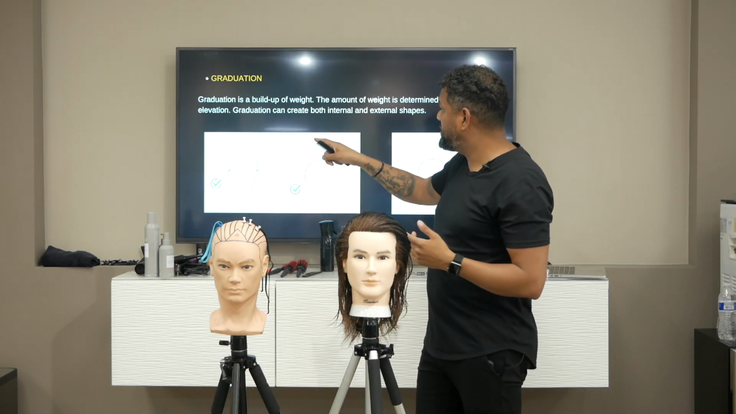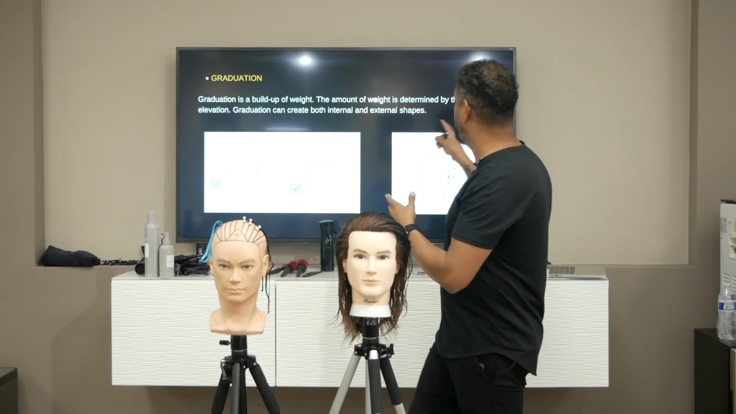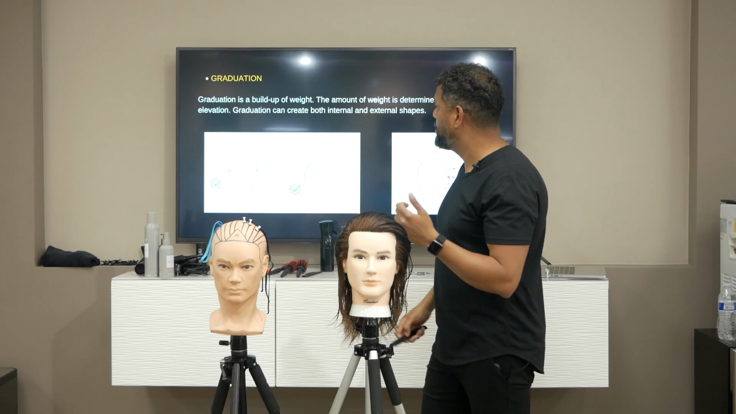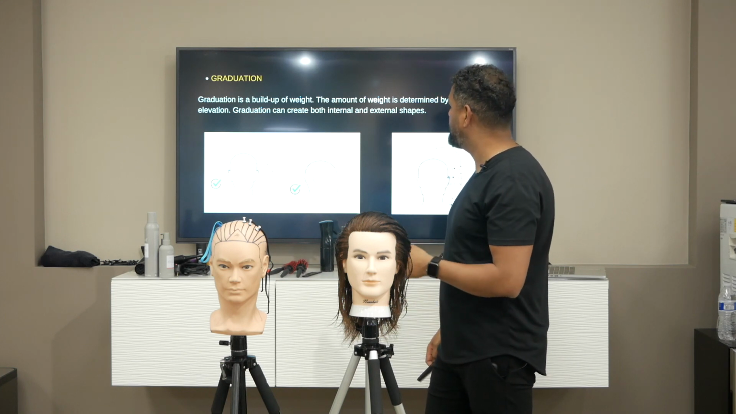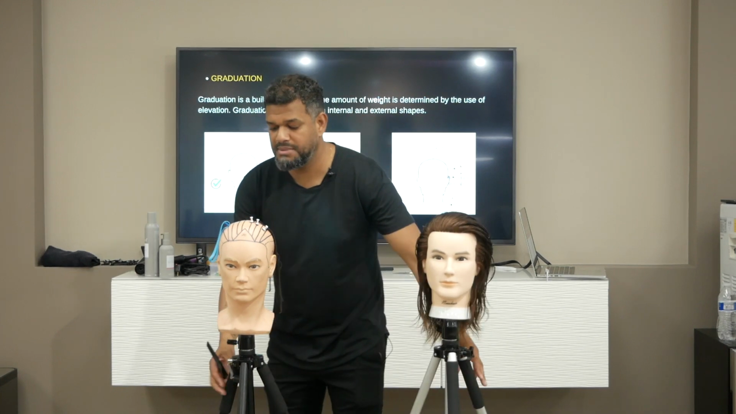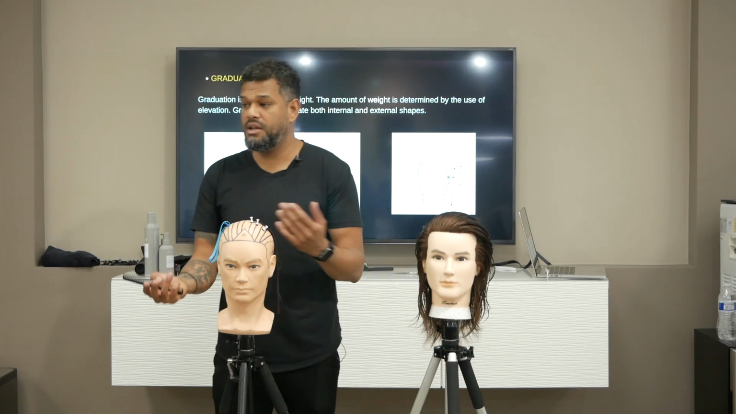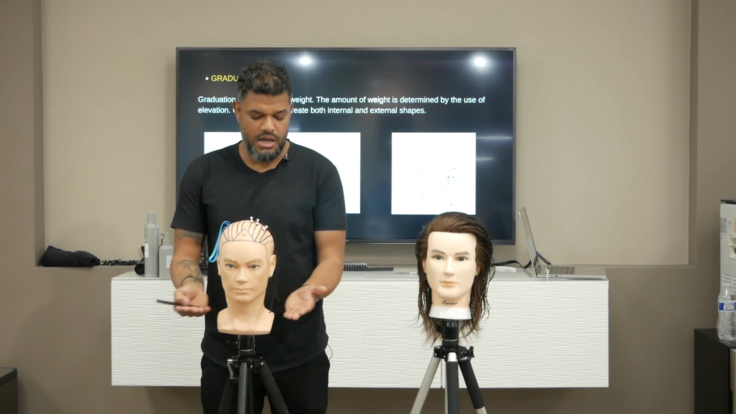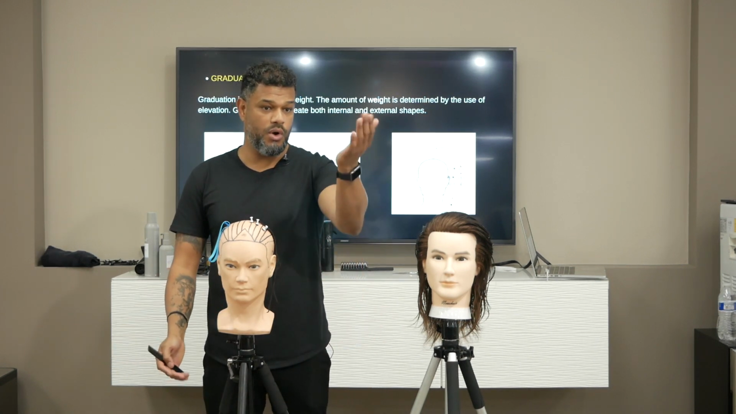So graduation is building up of weight. The amount of weight is determined by the use of elevation. Graduation can be created in both internal and external shapes. First, I will explain to you what internal and external shapes are. External shape is everything outside of the hairline, long hair.